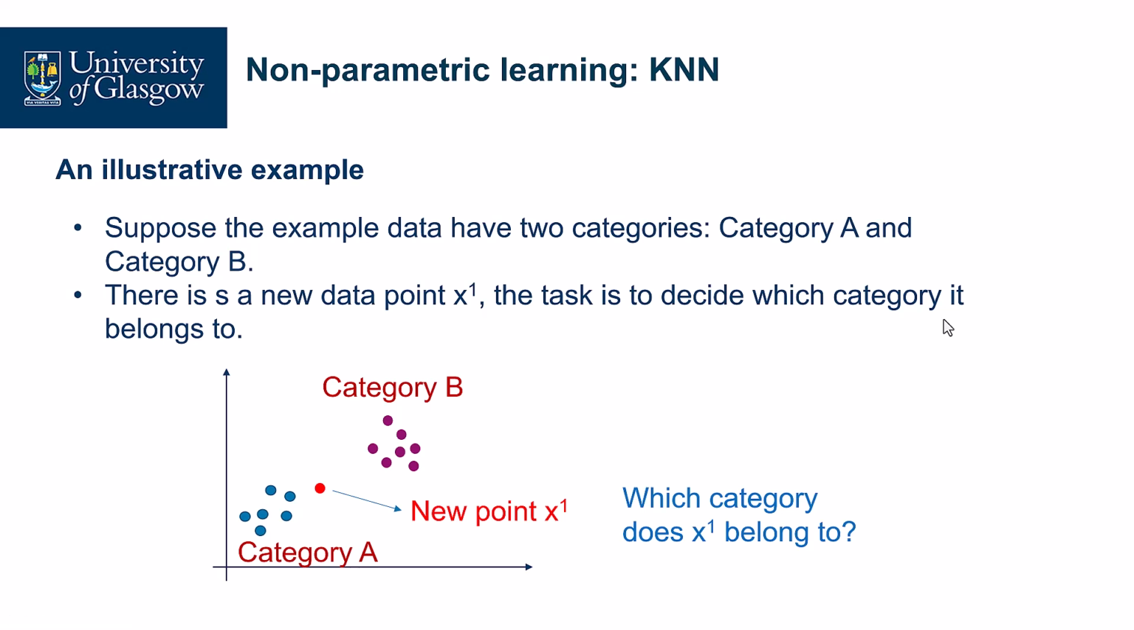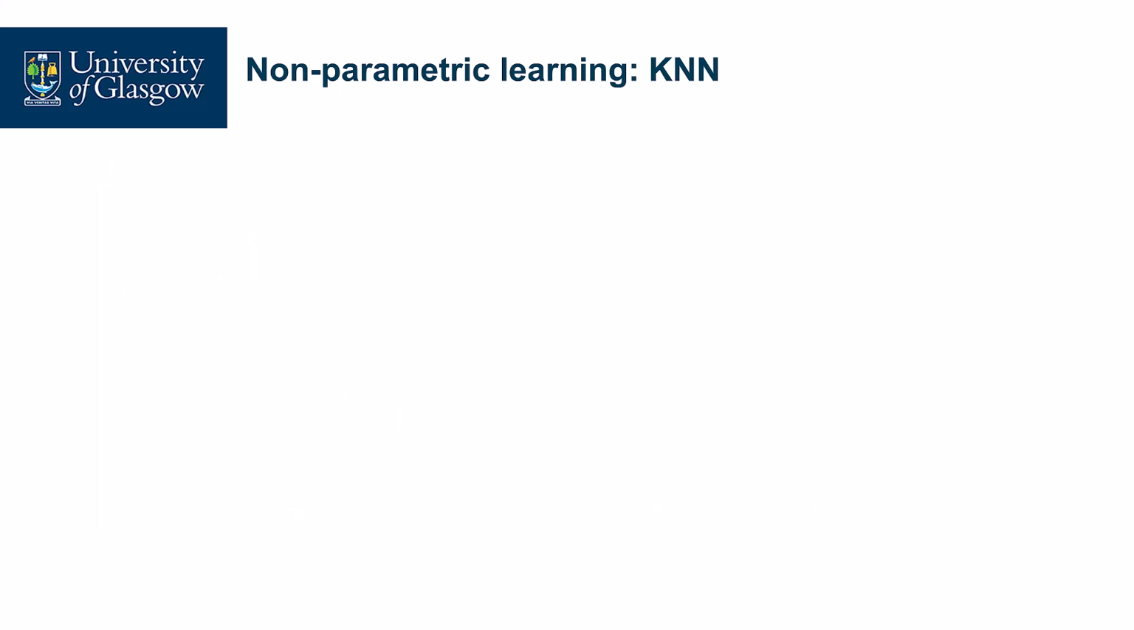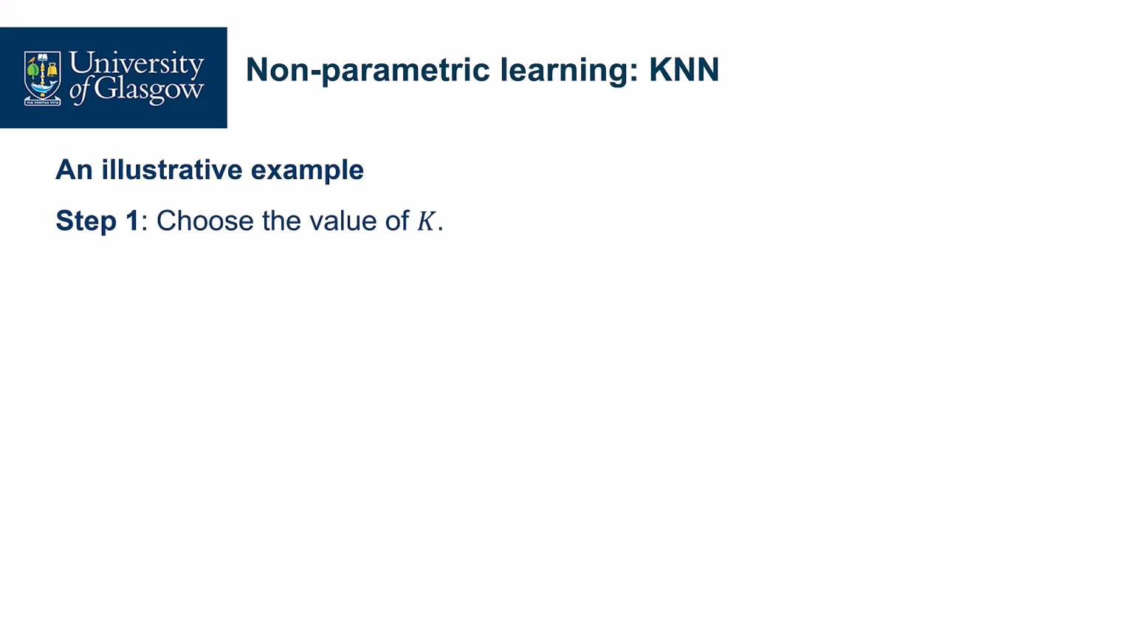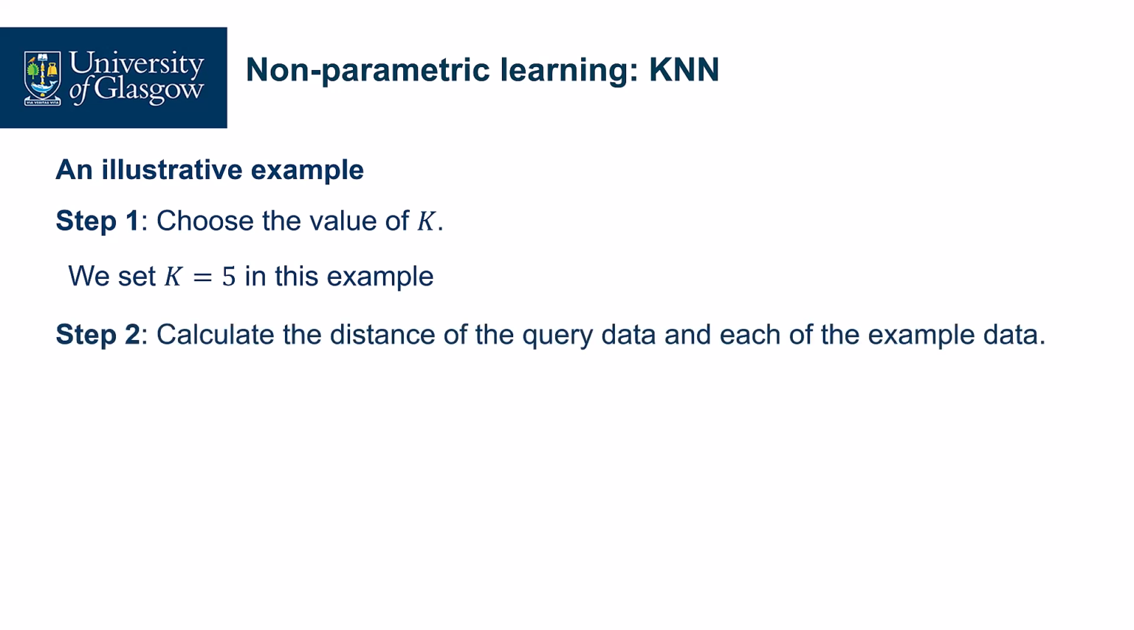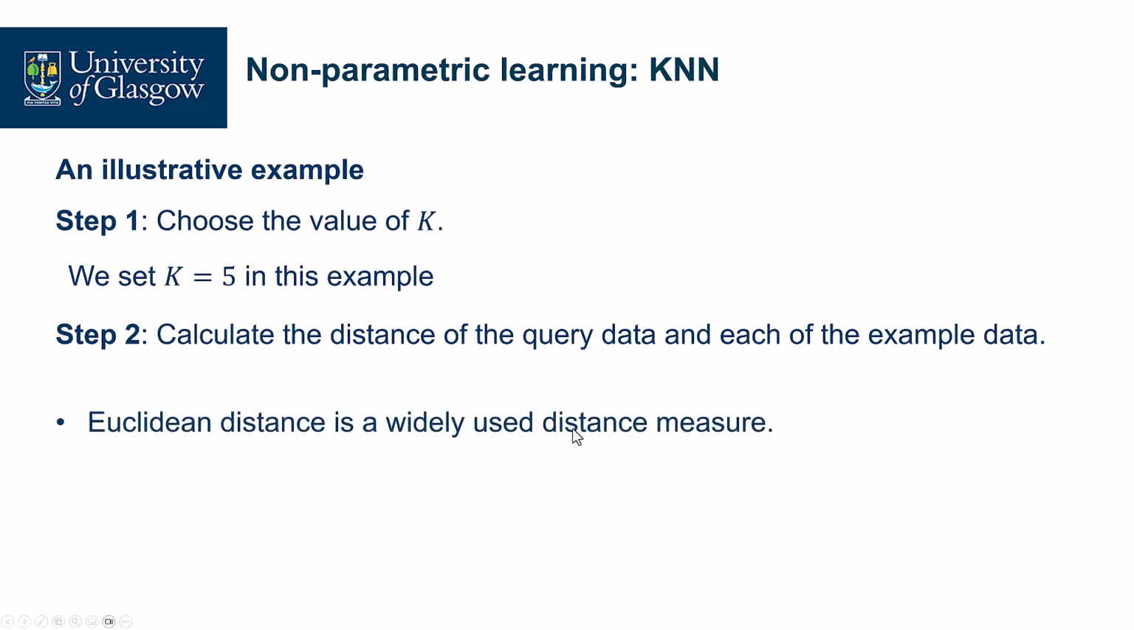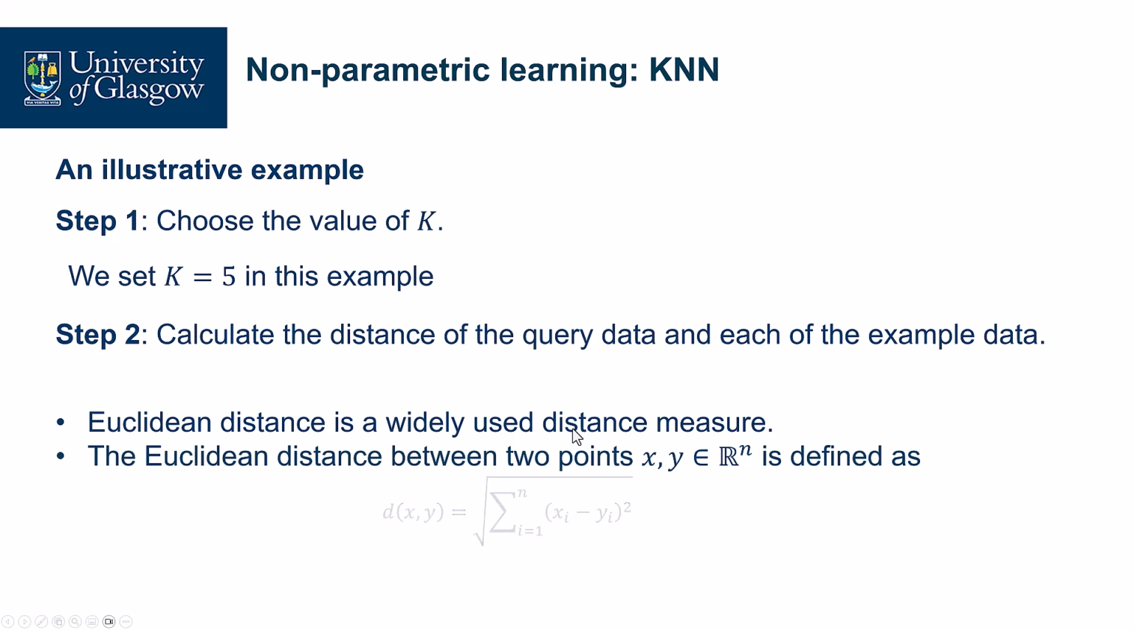Let's see how KNN works using the four steps. Step 1, choose a value of k. Now I say k equals 5, randomly chosen in this example. Step 2, I calculate the distance of the query data X1 to each example data in category A and category B. We can use a Euclidean distance. Here we can see, given x and y, this is the Euclidean distance.